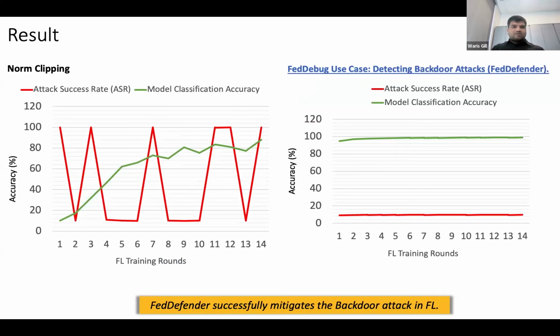And here is the use case of FedDebug, which we presented in FedDefender, which basically detects backdoor attacks in federated learning, and it can be integrated with any existing aggregation algorithm such as FedAverage, FedAdam, or FedProx. We can see that it reduced the attack success rate to 10%, which we can count as 0. It successfully mitigates the backdoor attacks in federated learning just by comparing the internal neuron activations of the client models.